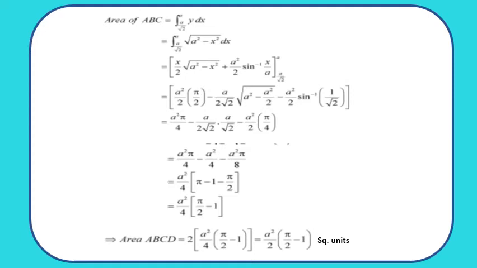So area of ABCD will be equal to what? 2 times. So 2 times of area ABC, that is 2 times a square upon 4 pi by 2 minus 1, which gives a square upon 2 pi by 2 minus 1 square units. Clear? So pause and note down the solution.